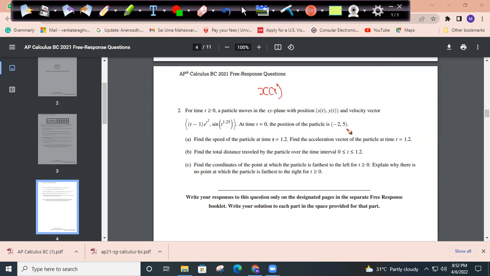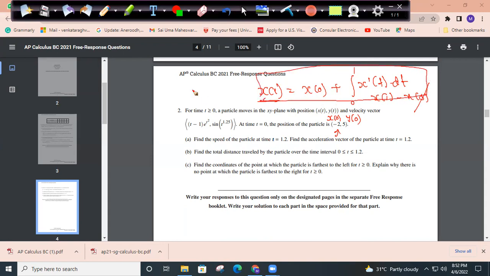X of 1 is given by here. They clearly gave me the values of x of 0 and y of 0. So x of 1 is given by x of 0 plus integral of 0 to 1 x dash of t dt. Integral of 0 to 1 x dash of t dt is the same as x of 1 minus x of 0. X of 0 gets cancelled. So x of 1 is the same as this. Most important formula: x of b is given by x of a plus integral of a to b x dash of t dt. Same formula I'm applying.